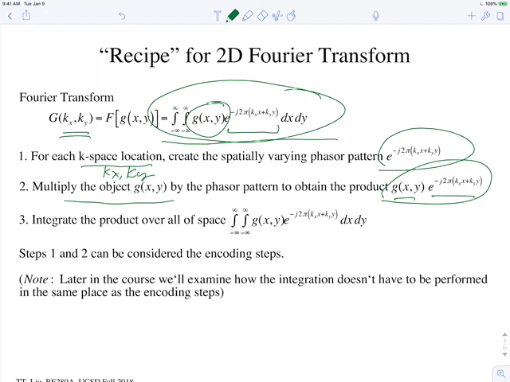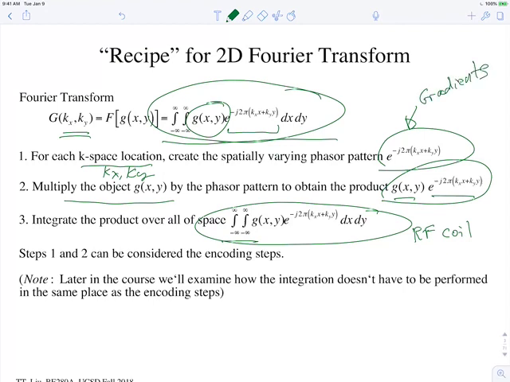The last step is you do that integration over all space. And this is done with the RF coil. And this is done with the gradients. Later on, if we have time, we'll also talk about how integration is typically done where the spins are, but there are really cool methods where you actually move the spins somewhere else and integrate them somewhere else. We might be able to talk about that when we get to more advanced methods. Okay, so any questions about the recipe?